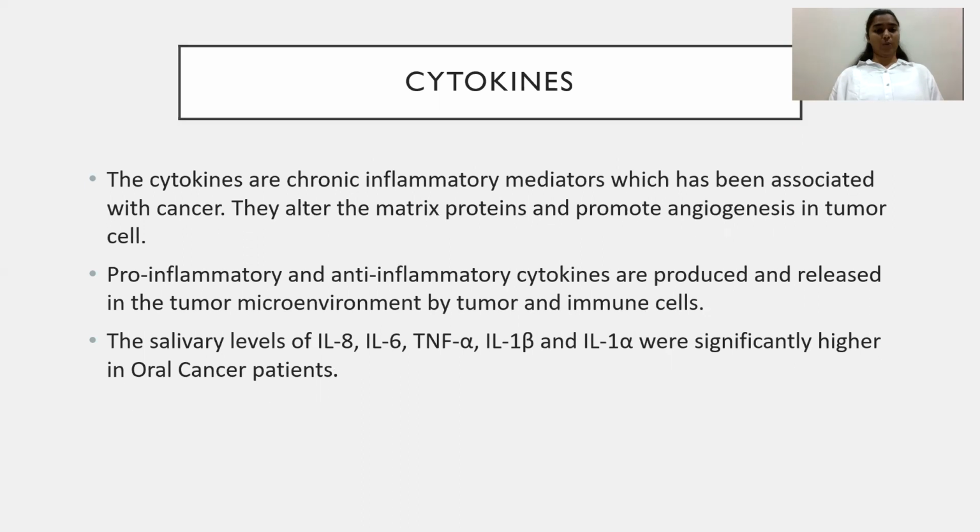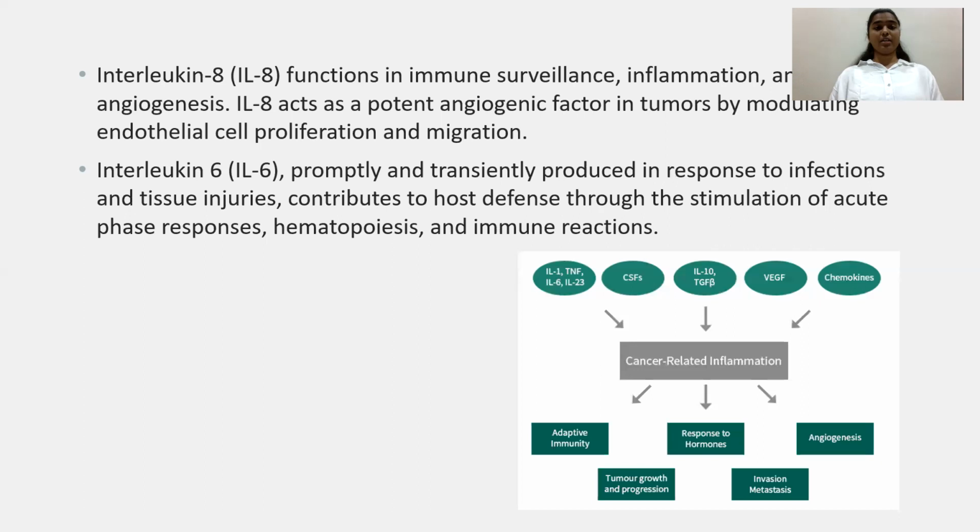Next biomarkers are cytokines. The cytokines are chronic inflammatory mediators which has been associated with cancer. They alter the matrix proteins and promote angiogenesis in tumor cell. Pro-inflammatory and anti-inflammatory cytokines are produced and released in the tumor microenvironment by tumor and immune cells. The salivary levels of interleukin 8, 6, TNF-alpha, 1 beta, and interleukin 1 alpha were significantly higher in oral cancer patients. Interleukin 8 is a chemoattractant cytokine which functions in the immune surveillance, inflammation, and angiogenesis.